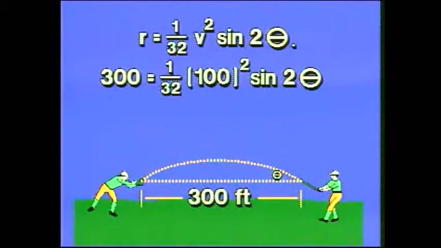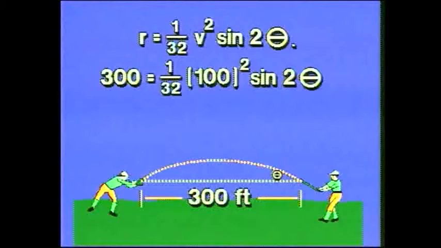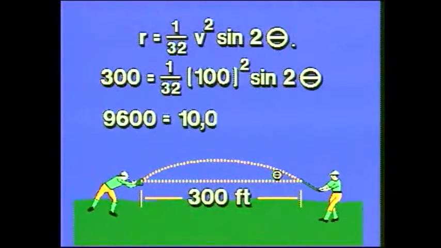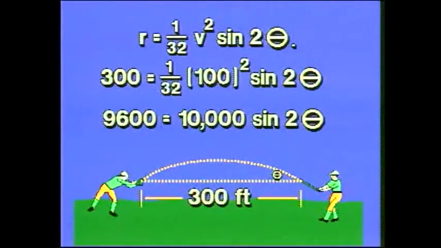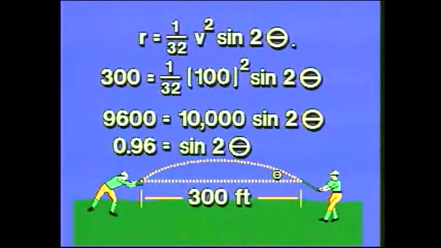Now we need to clean up a bit. What we'll do is clear the coefficient of sine 2 theta on the right side of the equation. To do that, we'll first clear the fraction on the right by multiplying on both sides by 32. Then, of course, we'll square the 100. That'll give us this. Now we'll divide on both sides by 10,000, and we've isolated sine 2 theta on the right. Now we take the inverse sine on both sides.